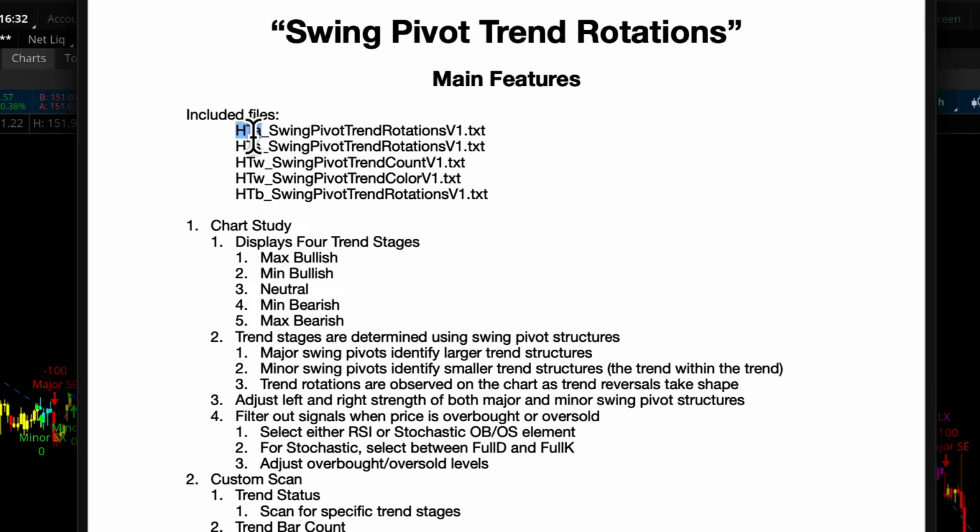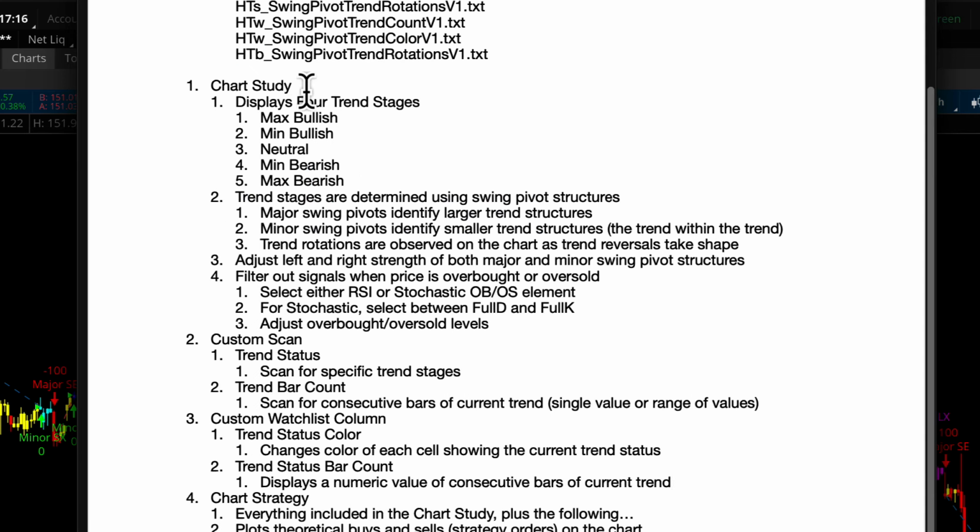Each of these files is prefixed with HT and then a lowercase letter. The HT stands for Hahn-Tech, and the lowercase letter tells you the type. Lowercase a in this case is analysis, so this is a chart study. And the s stands for scan, so this file is your custom scan. And these two files that have a w after the HT, those are your custom watch list columns. And then this one here that has a b on it, b stands for backtest, and this means this is a chart strategy.